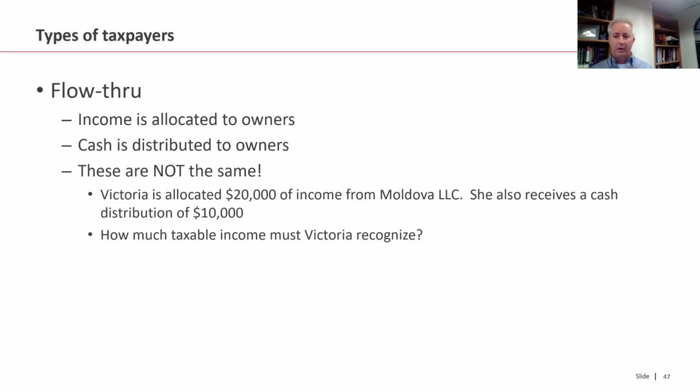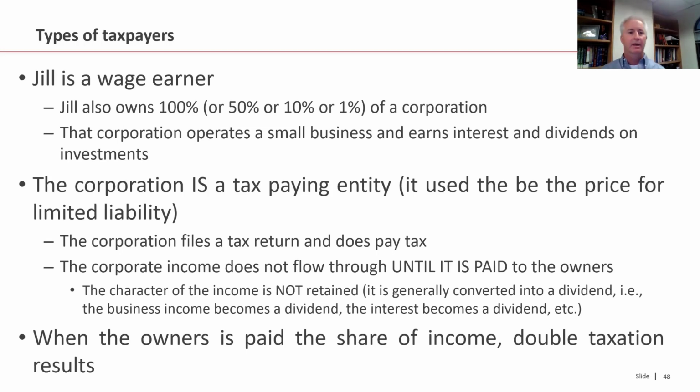All right. So in a flow-through, the income is allocated to those owners every year or every tax period. Cash may or may not be distributed to those owners. Those are not the same. So if Victoria is allocated $20,000 of income from her membership in a Moldova LLC, and an LLC is a flow-through, and she also receives a cash distribution of $10,000, how much taxable income does Victoria recognize? Generally, she's only required to recognize the $20,000 of income allocated. In a flow-through, typically cash distributions are non-taxable to the owners.